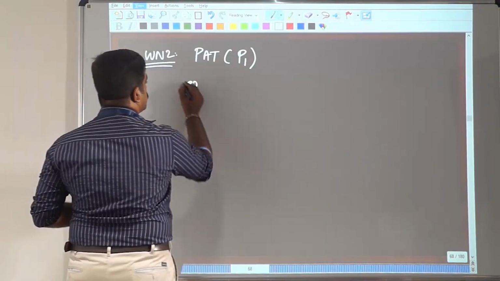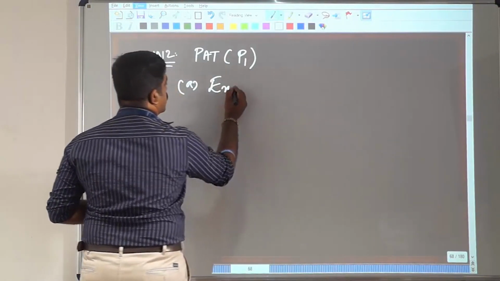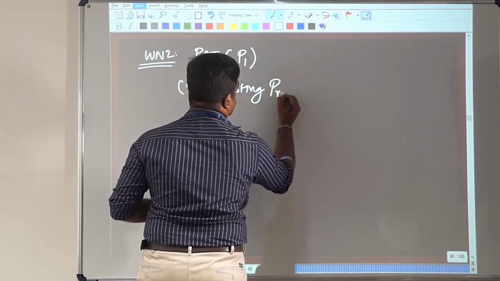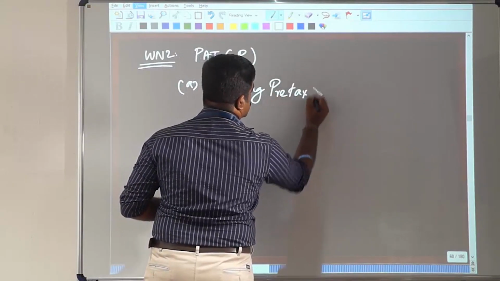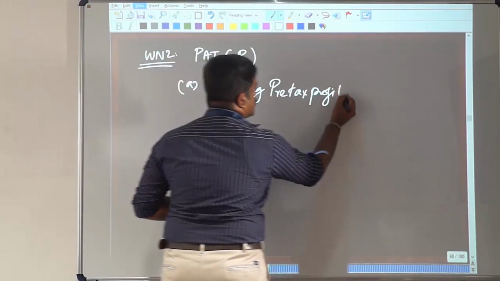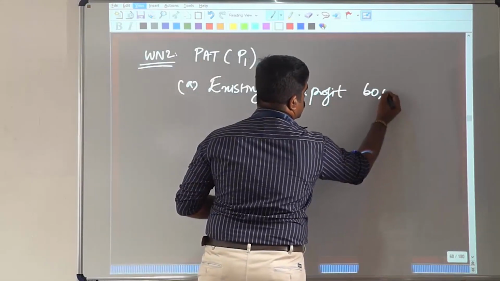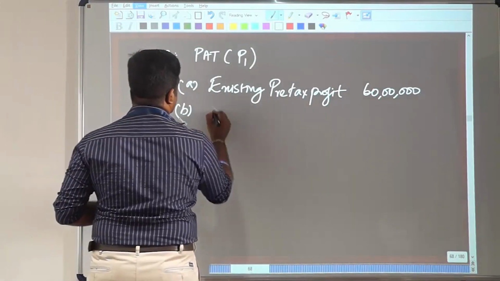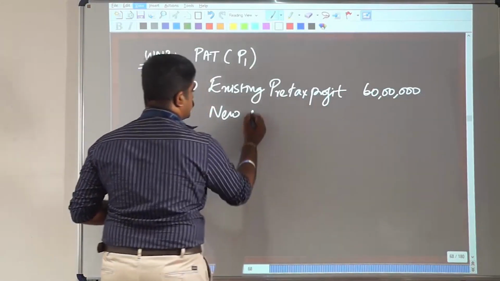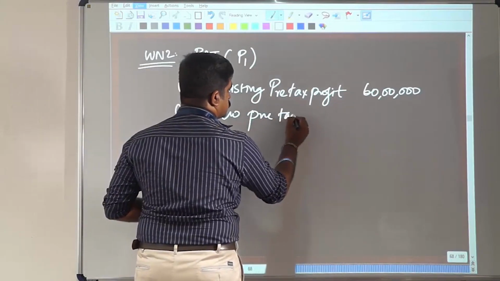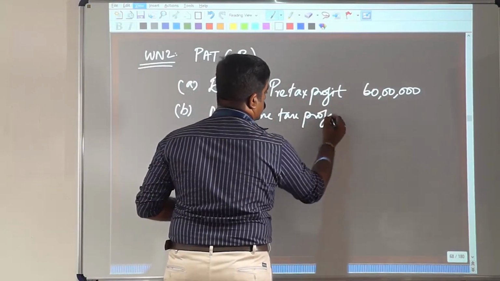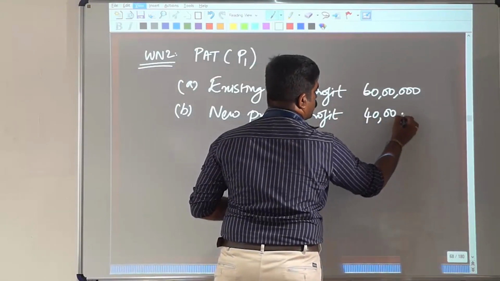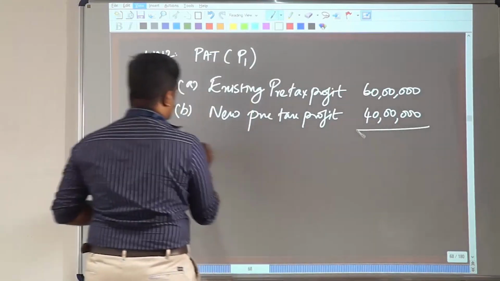What is their existing profit? Their existing pre-tax profit is 60 lakhs. And what will be their new profit? New pre-tax profit. If they go for this new project, they will get another 40 lakhs. So what is going to be the total?